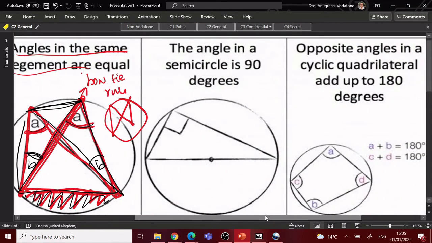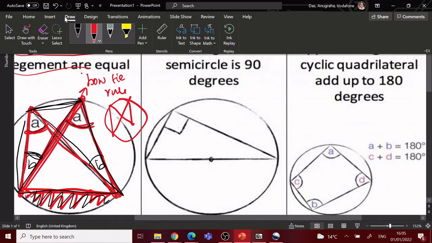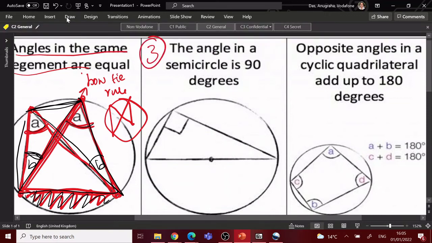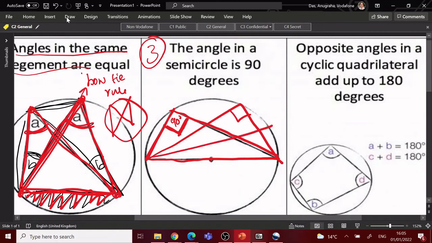Now rule number 3 is the angle in a semicircle is 90 degrees. What they mean by this is if you have the diameter of the circle as one of the sides, then the angle that touches the circumference would always be 90 degrees. If I have a triangle like this, this would be 90 degrees. If I have one like this, it would be 90 degrees. If I have one like this, it would also be 90 degrees.